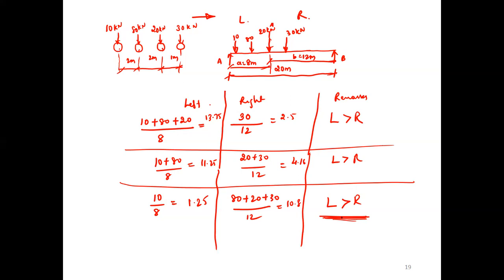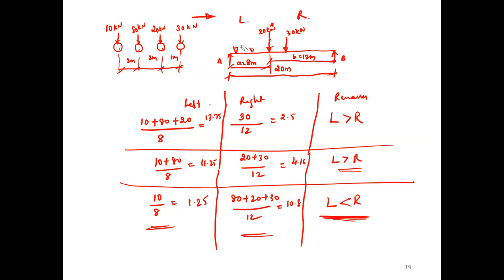Sir, L is less than R. Yes, less than R, right. Now the sign changes. It's greater and this is less. Now, which load is responsible? If you put it on the section, you get maximum moment. So in this position, you are getting maximum moment.